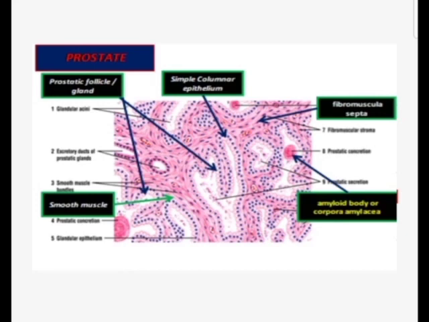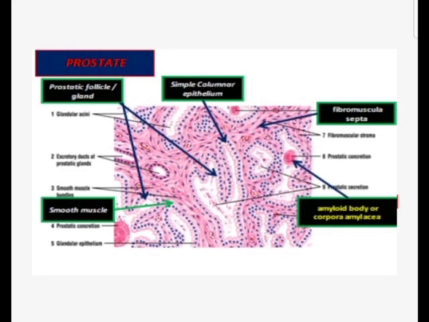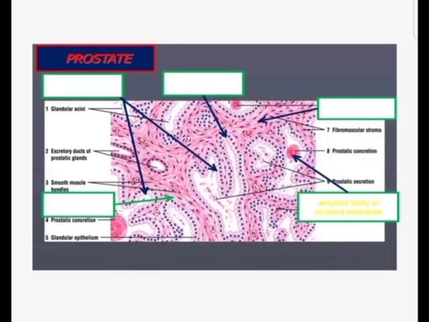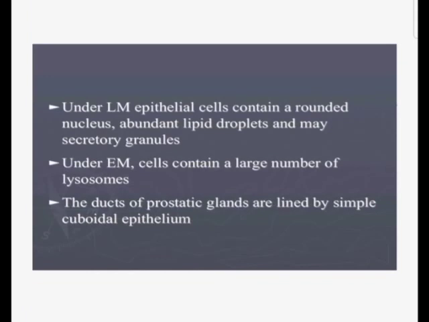A very important feature of the prostatic acinus is the presence of an amyloid body or corpora amylacea. This body, which is present in the center of the prostatic acini, is called the corpora amylacea. Under the light microscope, epithelial cells contain a round nucleus, abundant lipid droplets, and many secretory granules. But under the electron microscope, the cells contain a large number of lysosomes.